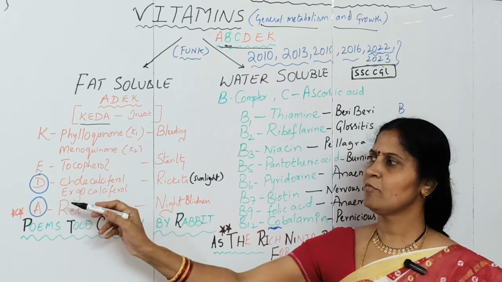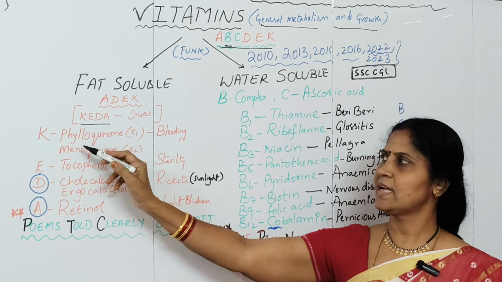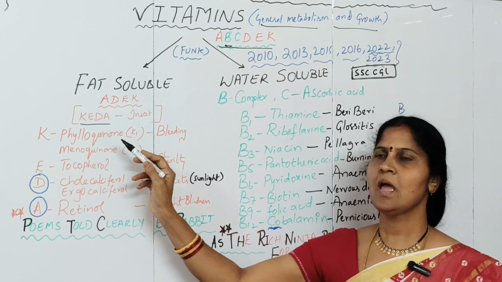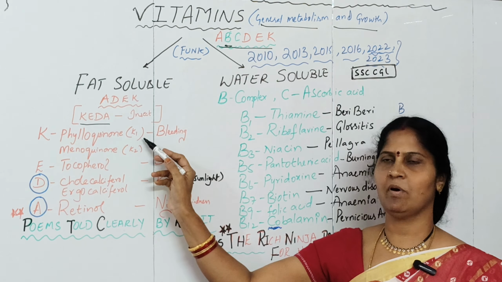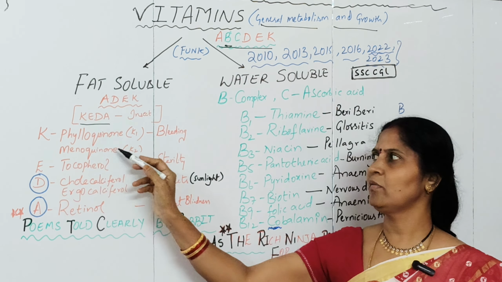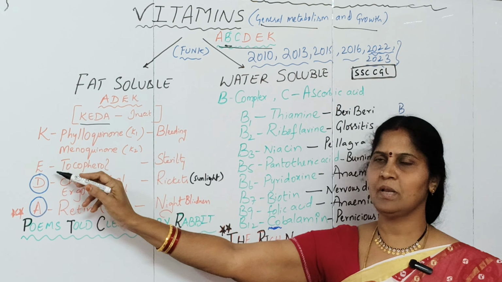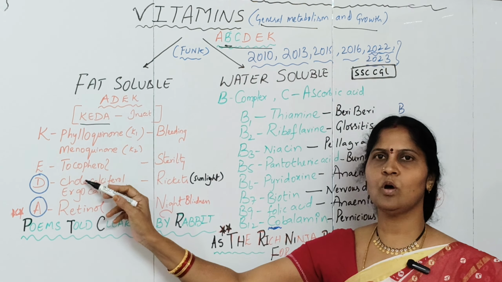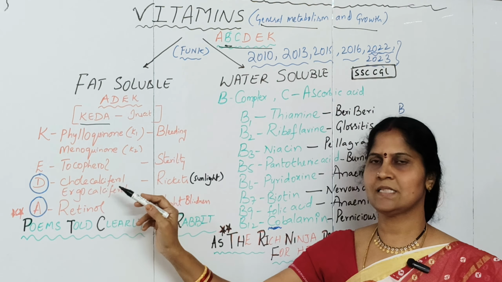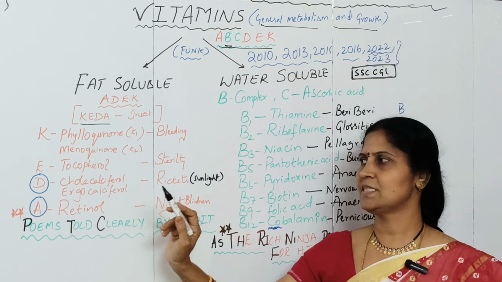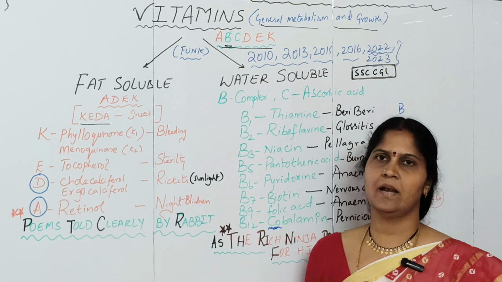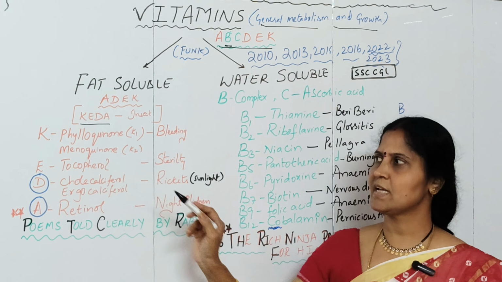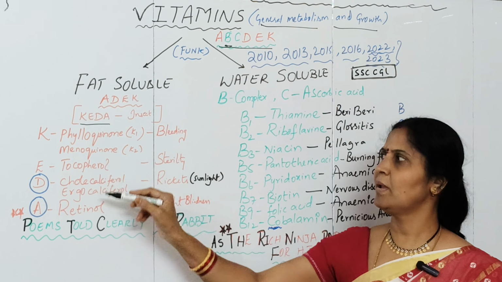So we have all the 4 fat soluble vitamins and the scientific names are, for vitamin K, phylloquinone, which is K1, and also we have menaquinone, which is K2. Then we have vitamin E, which is tocopherol. Vitamin D, we have 2, D1 and D2. D1 is cholecalciferol, D2 is ergocalciferol, then vitamin A is retinol. So like this we have different scientific names for different fat soluble vitamins.